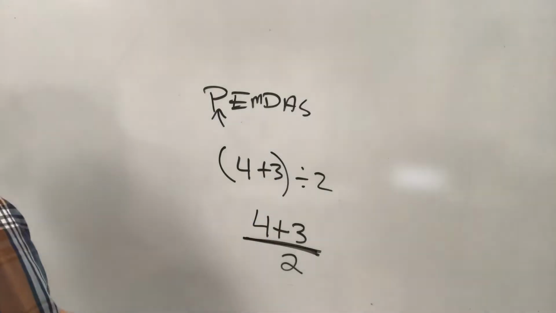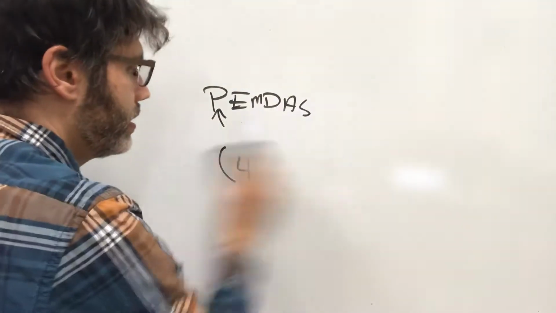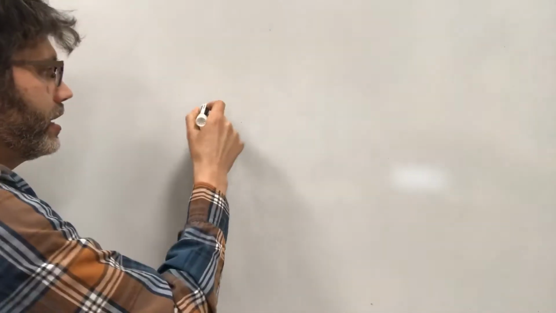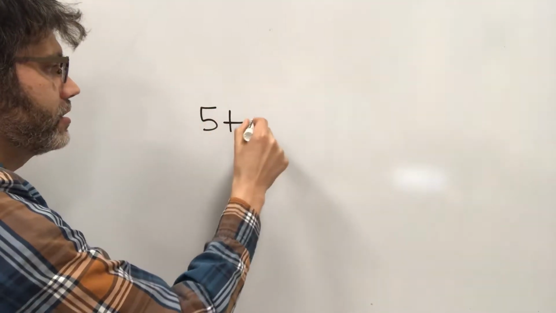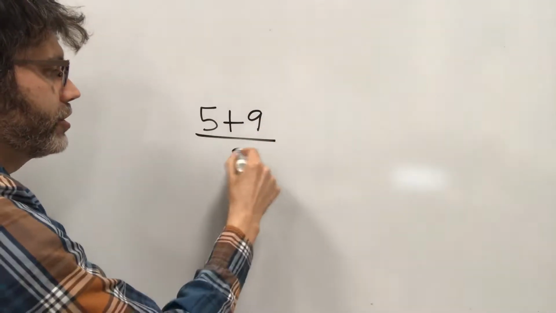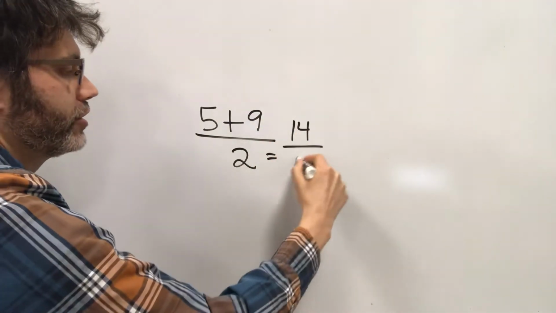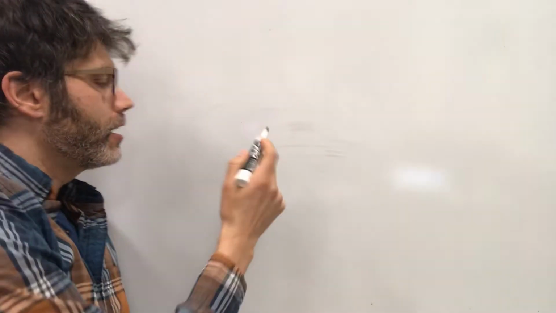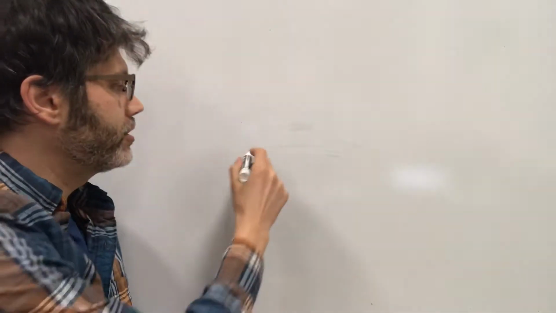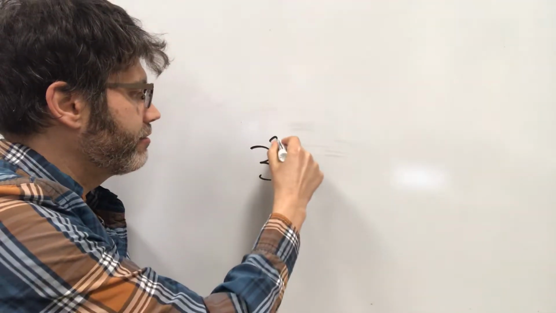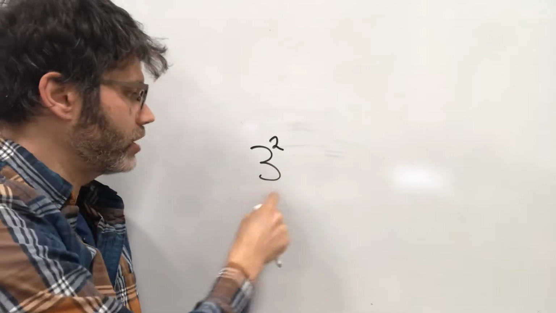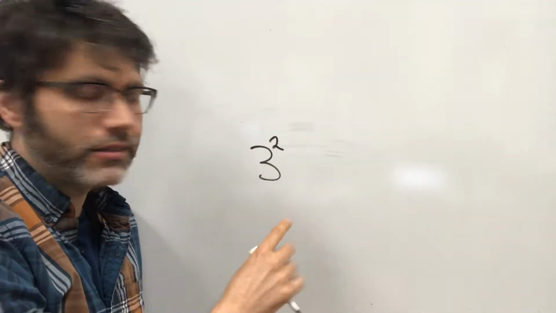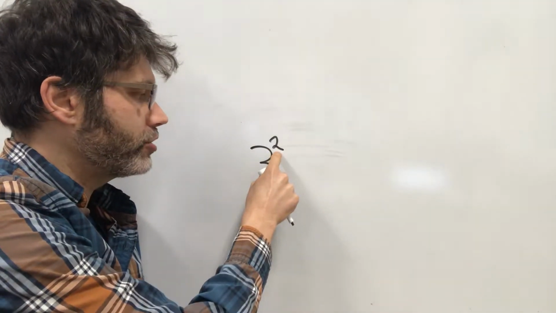So for instance, if we had something that looked like 5 plus 9 over 2, that would be 14 over 2, which would equal 7, okay? How about the E in PEMDAS, which is exponents? Exponents look like little tiny numbers at the top right-hand corner of this larger number, which we call the base. So here the base is 3, the exponent is 2.